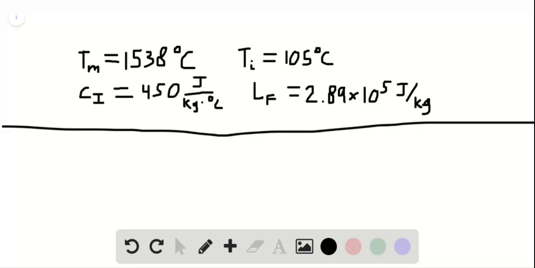Okay, well, if it's completely melting, that melting temperature of iron, which I call T sub M, is 1,538 degrees Celsius. We also have the latent heat for the object. It's 2.89 times 10 to the 5 joules per kilogram. And the other constant, the specific heat capacity of iron, C sub I, is 450 joules per kilogram times degrees Celsius.